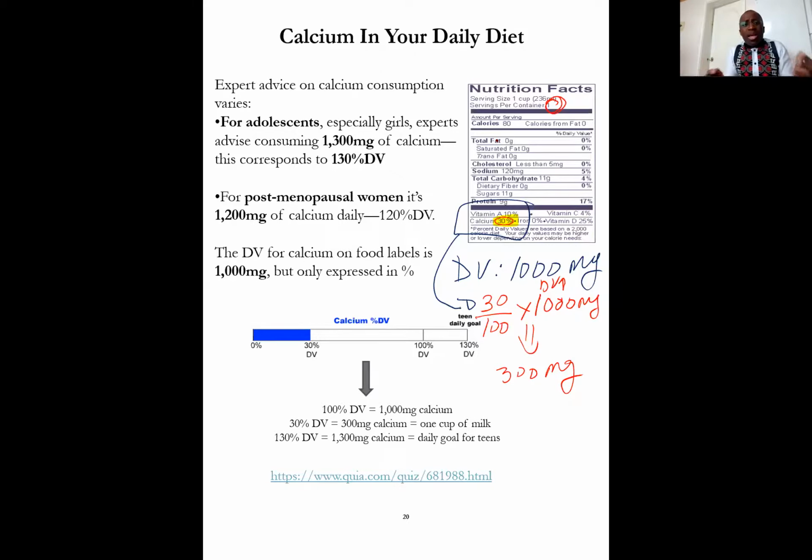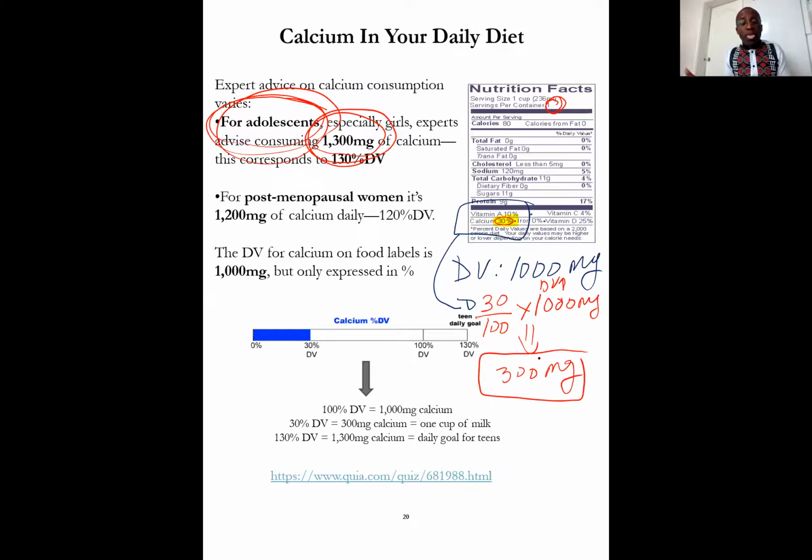But if you are an adolescent, a teenager, the teenager is growing, you need more calcium. What is the daily value for teenagers? You need 1,300 milligrams. We talk about dietary reference intake, not daily value. Daily value is 1,000 milligrams. But how much do you need? You need 1,300 milligrams if you are a teenager. But this teenager only got 300 milligrams.